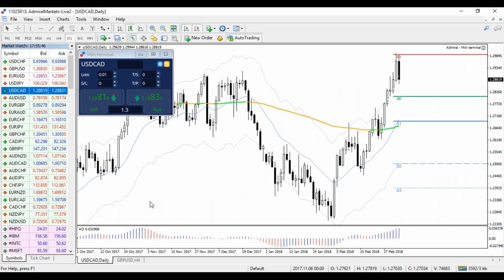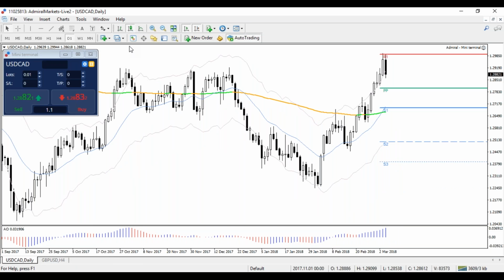Dollar CAD and oil, we can combine those. Those are correlated and connected, so it makes sense to look at both. Let's start with the dollar CAD first.